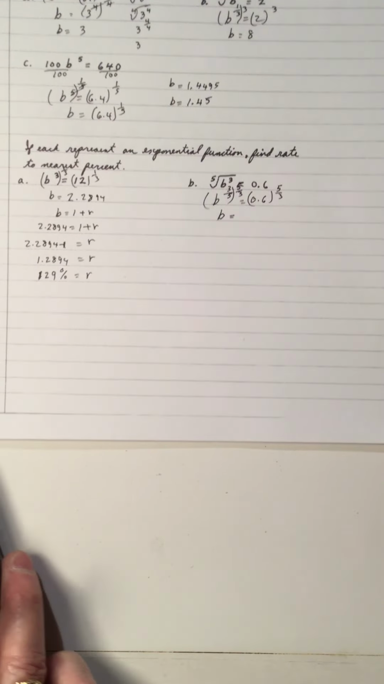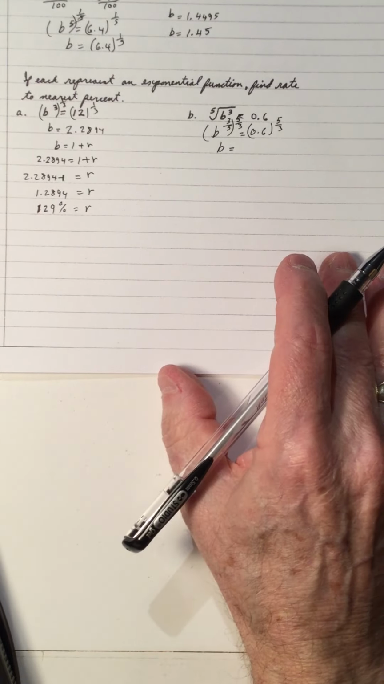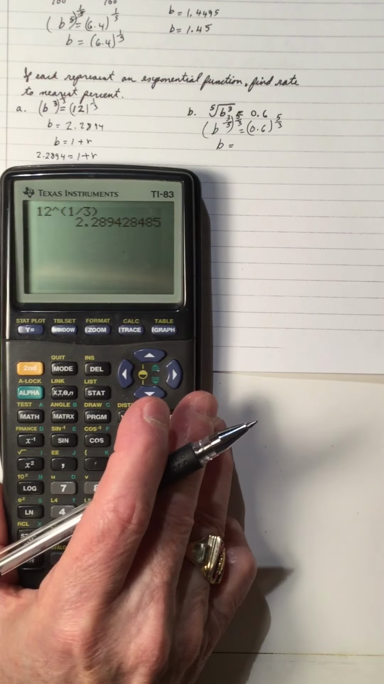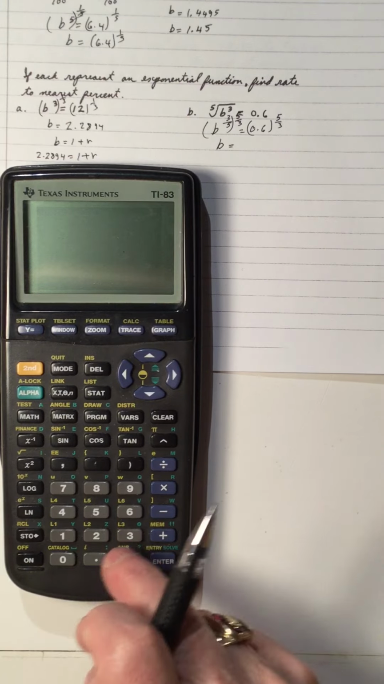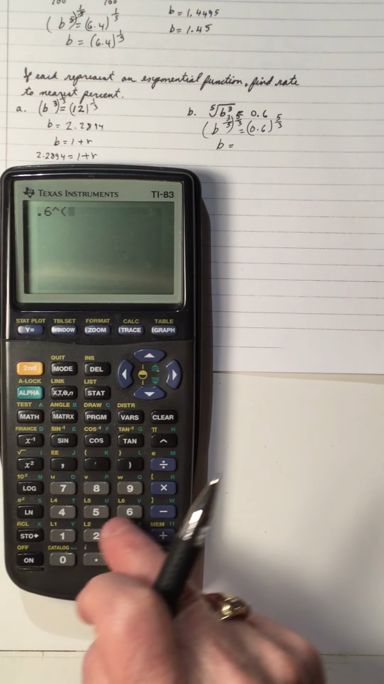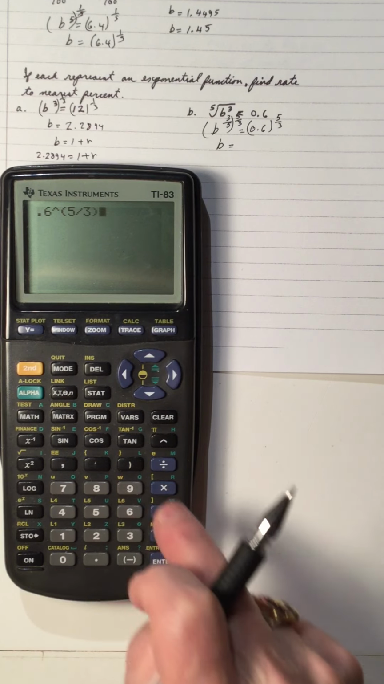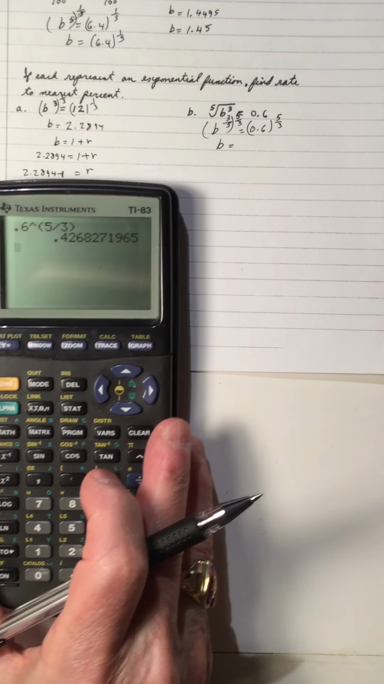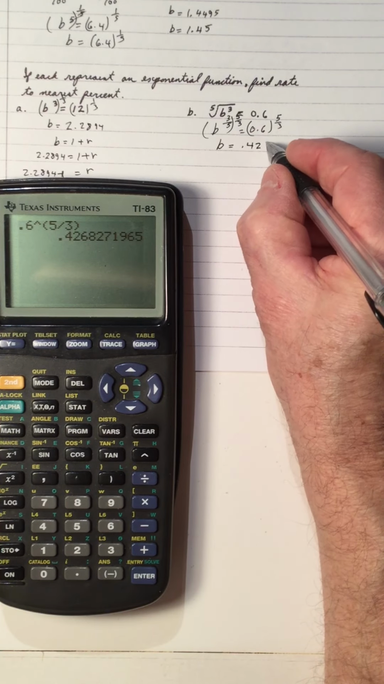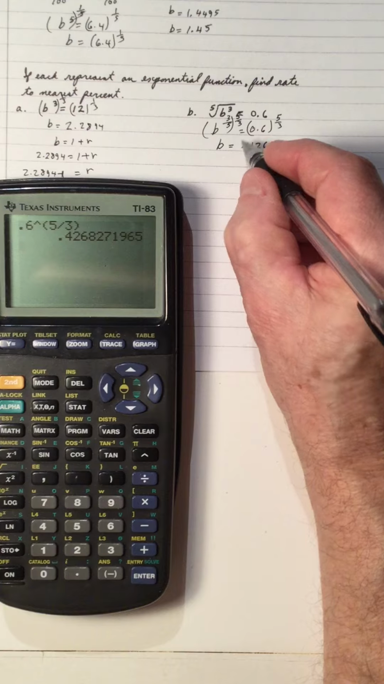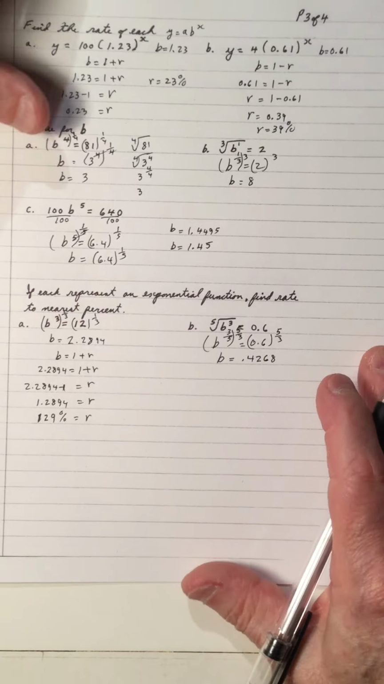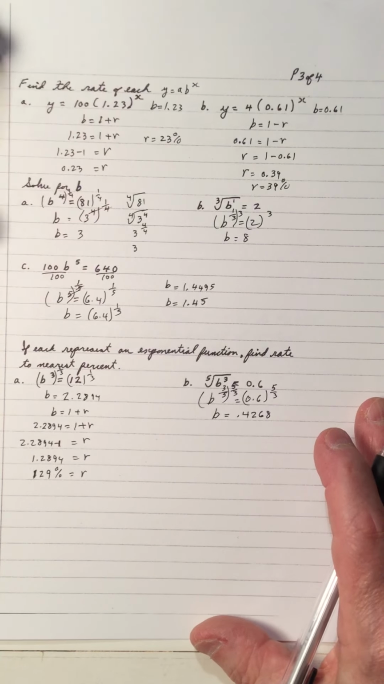So let's take 0.6 to the power of 5 divided by 3. Here we go. So we got 0.6, power button, put it in a bracket, 5 division 3, and I get 0.4268 if we go to 4 decimal places. So move that here, move this back down. Okay, keep it all straight.